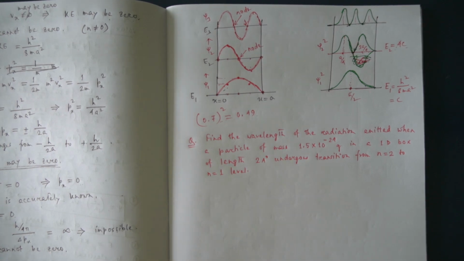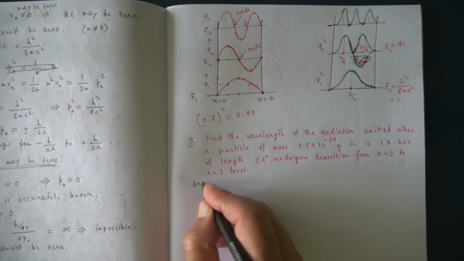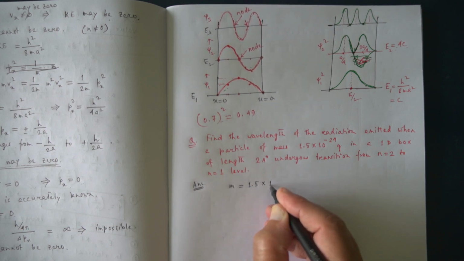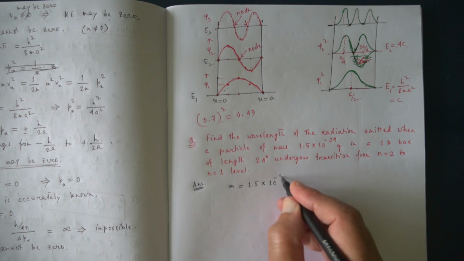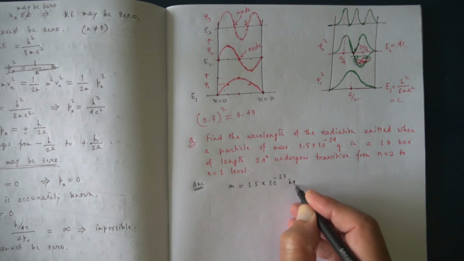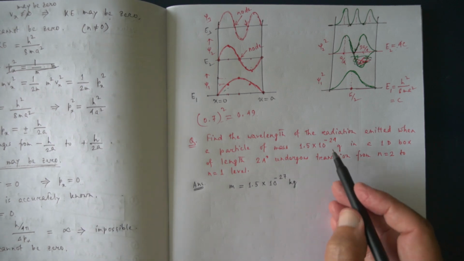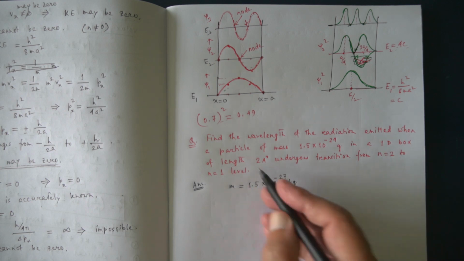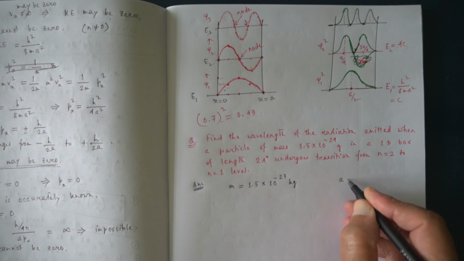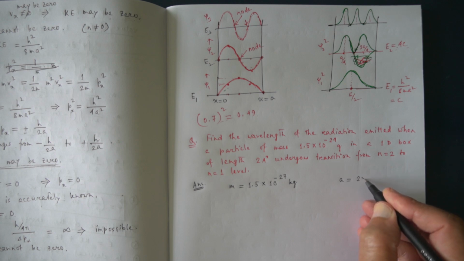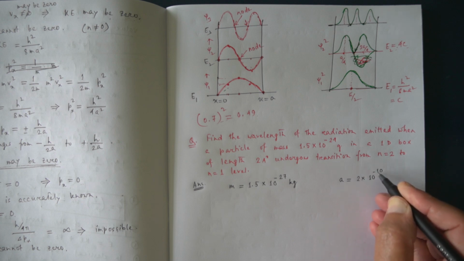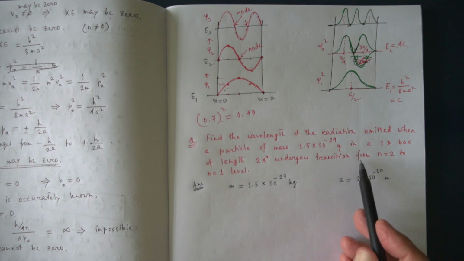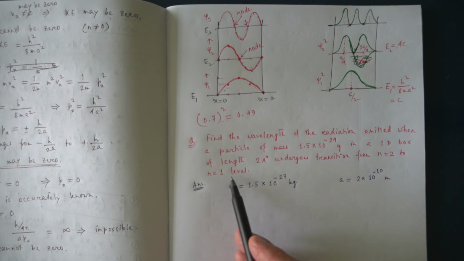So what has been given? Mass of the particle is 1.5 into 10 to the power minus 24 gram. Let me write it in SI: 1.5 into 10 to the power minus 27 kg. And it is a one-dimensional box, and the length of the box is 2 angstrom, that means a is 2 angstrom, which is 2 into 10 to the power minus 10 meter. Then it undergoes transition from n equal to 2 level to n equal to 1 level.